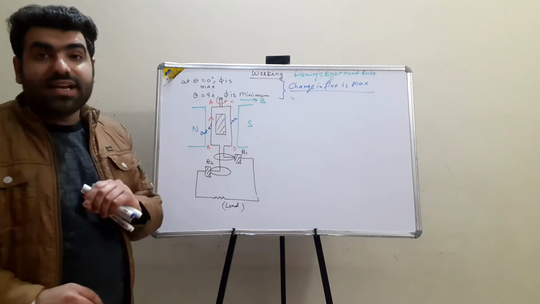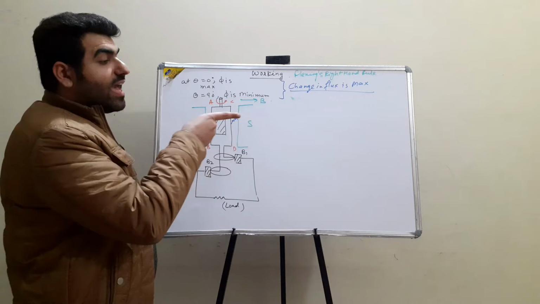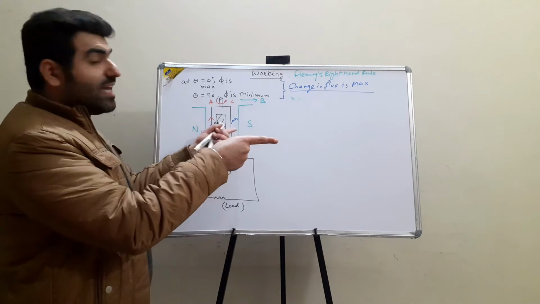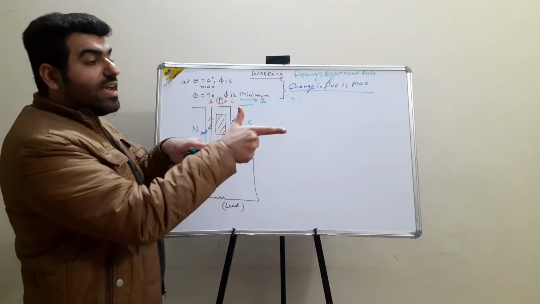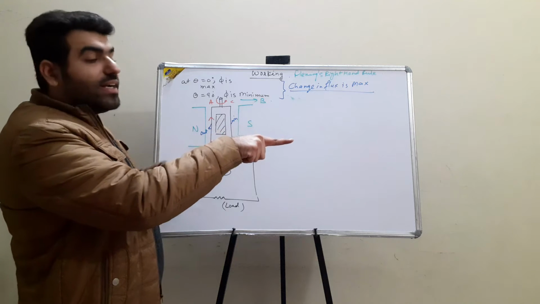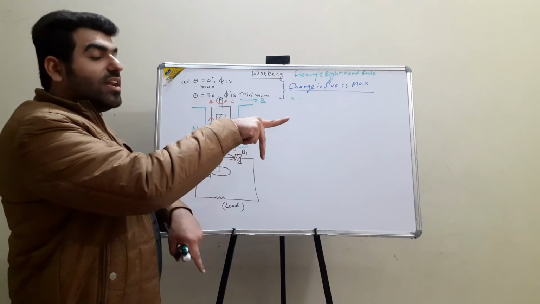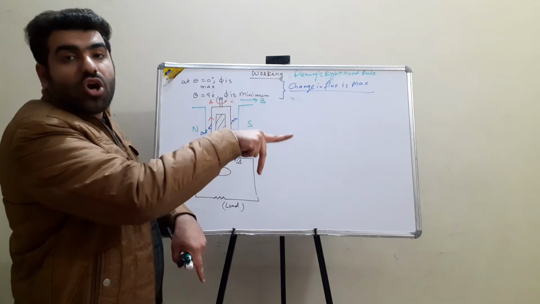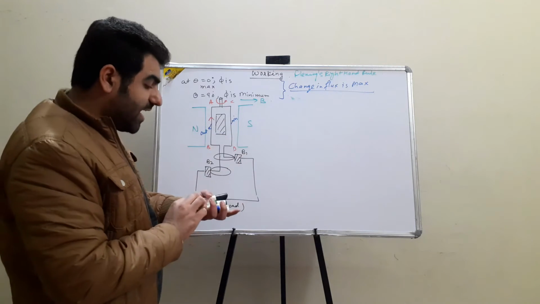Alright, let us consider arm CD. Again the field is left to right. In CD, the thumb is pointed inwards. And the direction in which the central finger is pointing is top to bottom. It means from upside down.